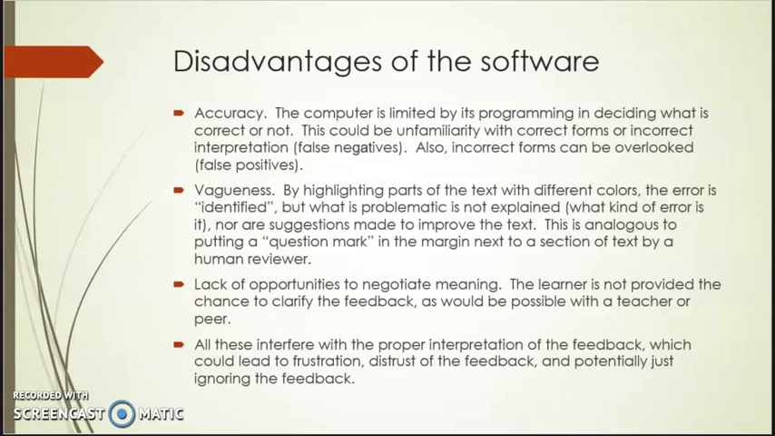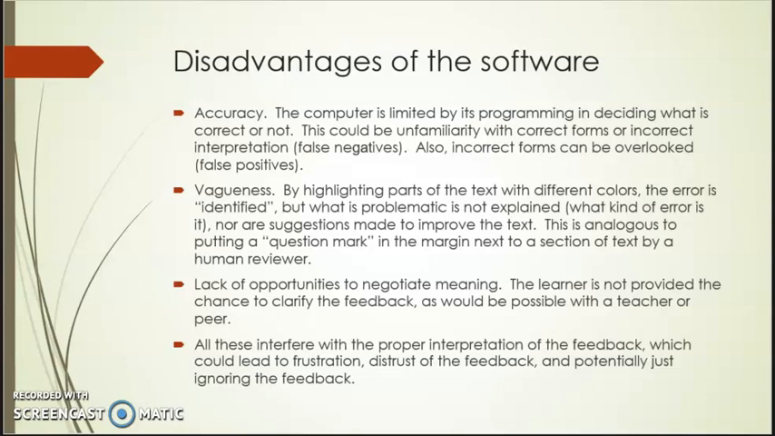Its vagueness. By highlighting parts of the text with different colors, the error is identified, but what is problematic is not explained, like what kind of error it is, nor are suggestions made to improve the text. This is analogous to putting a question mark in the margin next to a section of a test, as a human reviewer would do.